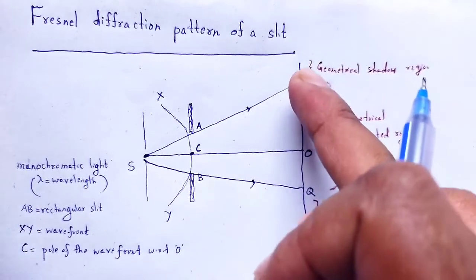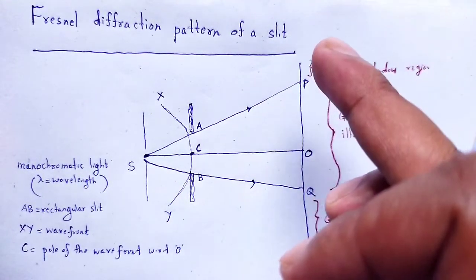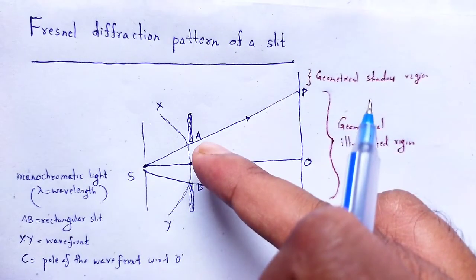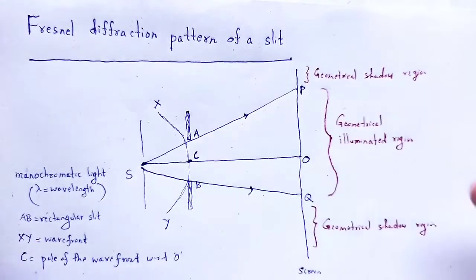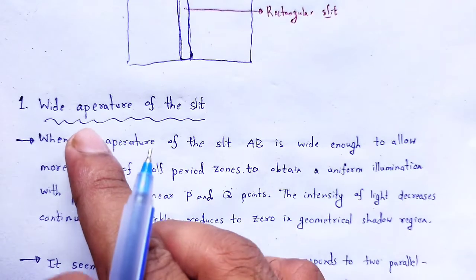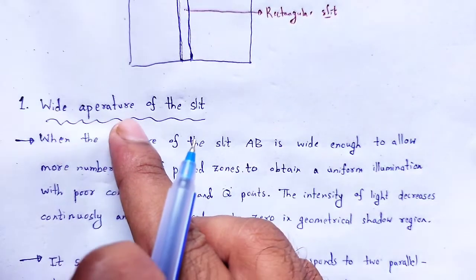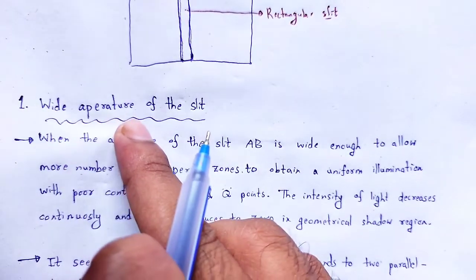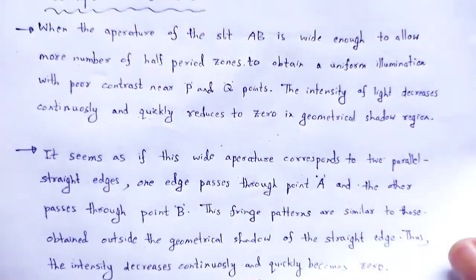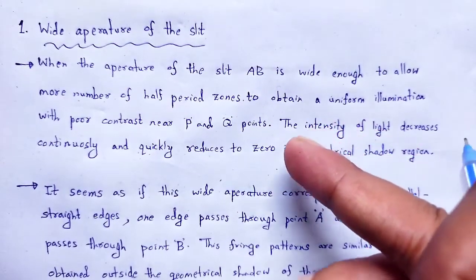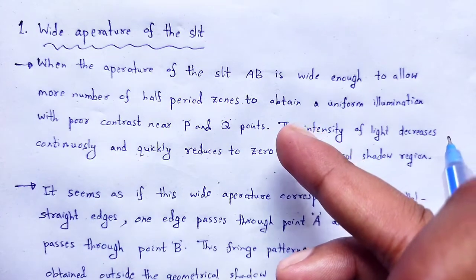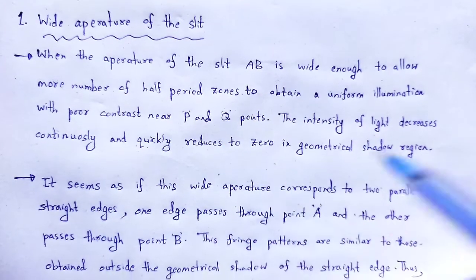Then near P and Q, we often alternate dark and bright fringes, as we studied in case of diffraction at a straight edge. As the rectangular slit is a wide aperture, that be the intensity distribution, that be the way to explain what exactly happened in case of wide aperture of the slit.